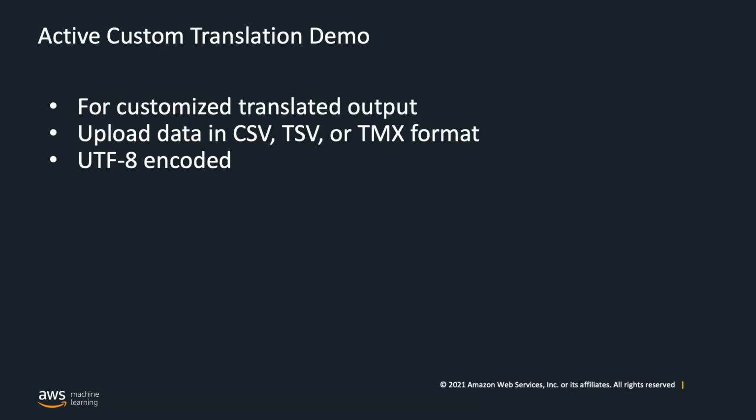Now let's take a look at Active Custom Translation. You can use Active Custom Translation to take greater control over the machine translation output to make it more specific to your domain. Legal documents and marketing documents are written in different styles, and this is what we mean by different domains. You need examples of high-quality translation data in your domain as input to create your parallel data.